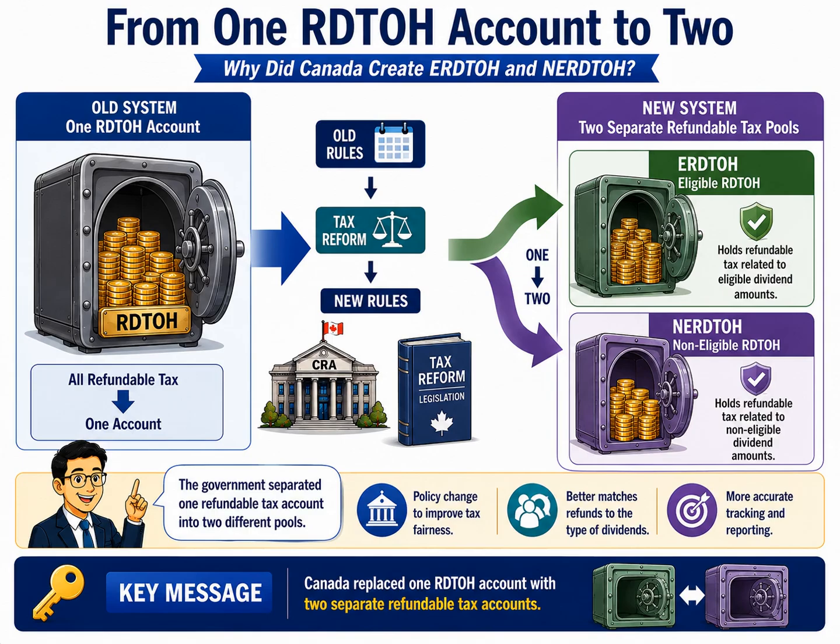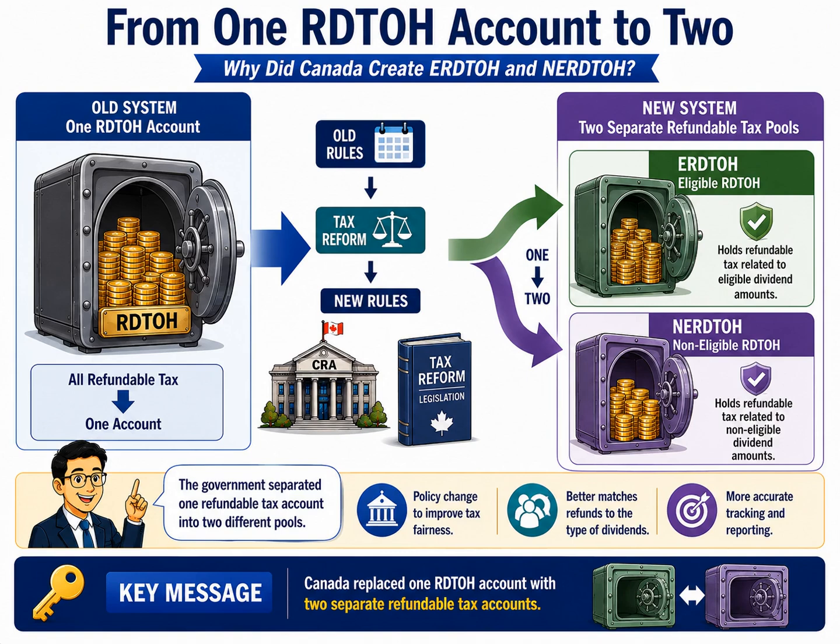While the system worked, it also created opportunities that were not always consistent with the government's intended tax policy. As Canada's corporate tax rules evolved, the government decided that a single refundable tax account no longer provided enough precision. To improve the system, the rules were changed. Instead of tracking all refundable tax in one account, the original RDTOH account was divided into two separate refundable tax pools. The first pool is called Eligible Refundable Dividend Tax on Hand, or ERDTOH. The second pool is called Non-Eligible Refundable Dividend Tax on Hand, or NERDTOH.